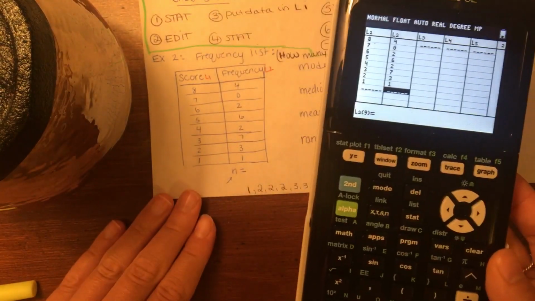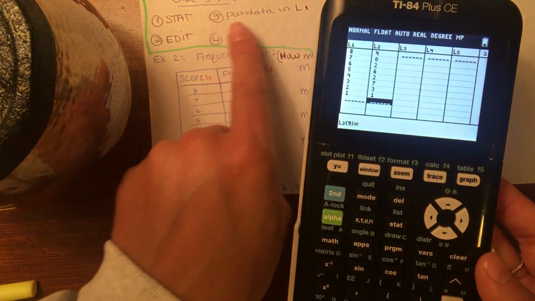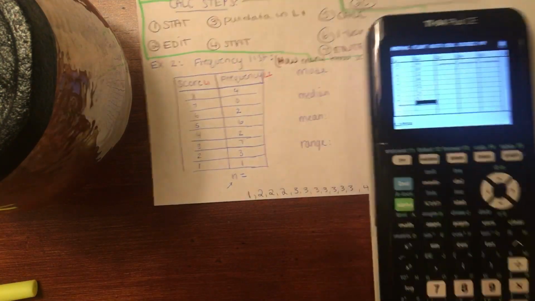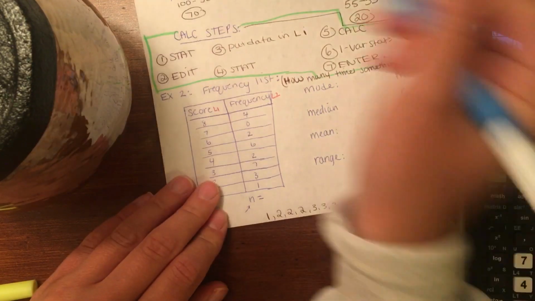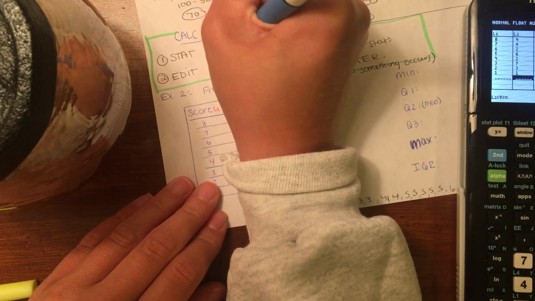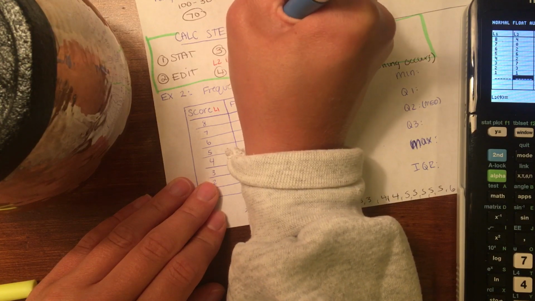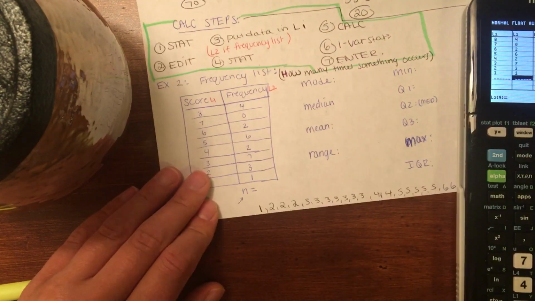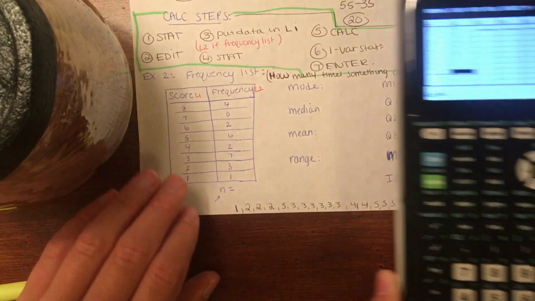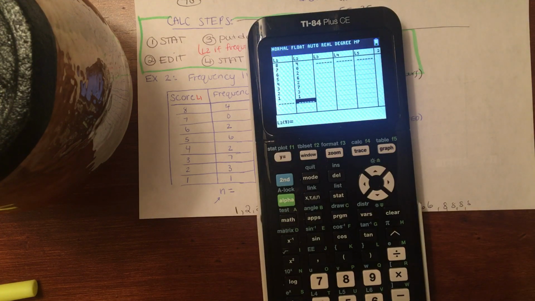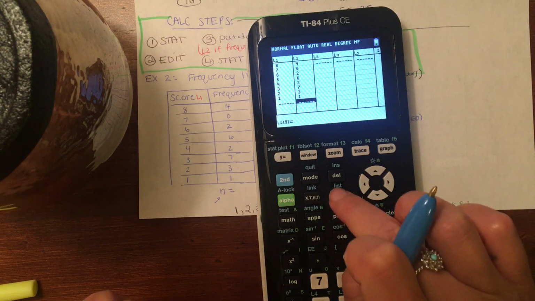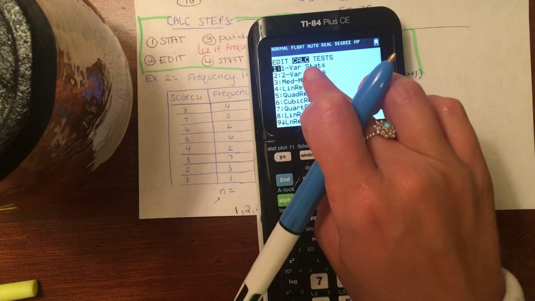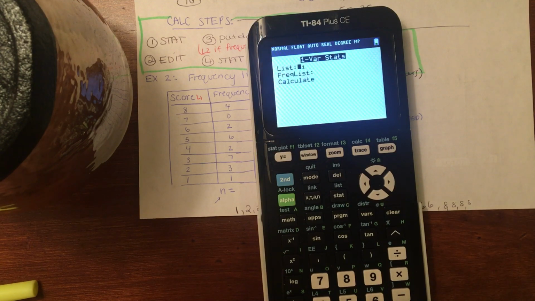Now from here, what we're going to do is step 3. So we put data in L1, but then we also put data in L2 if there's a frequency list. So I'm going to add in a different color, L2 if frequency list. Okay, so you put in L2 if there's a frequency list. Then we're going to go to Stat again. You don't even have to quit out, you can just go right to Stat again. Go to Calc, 1 variation stats. This is all part of your steps.